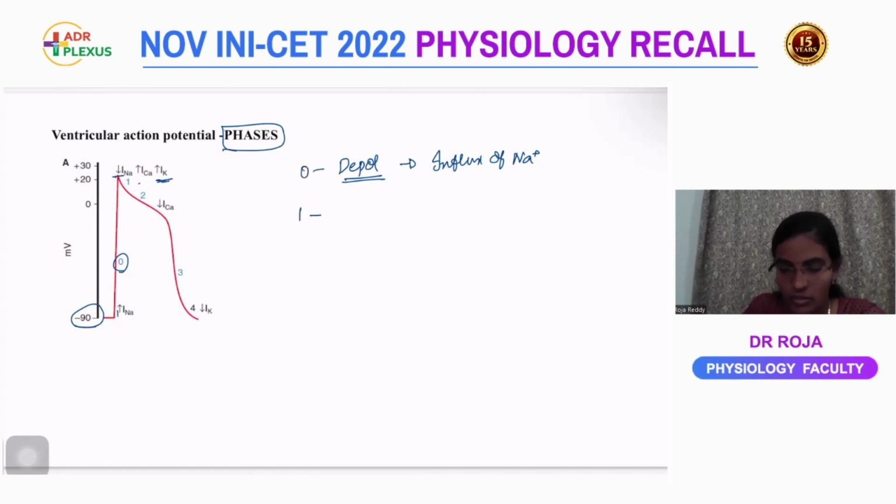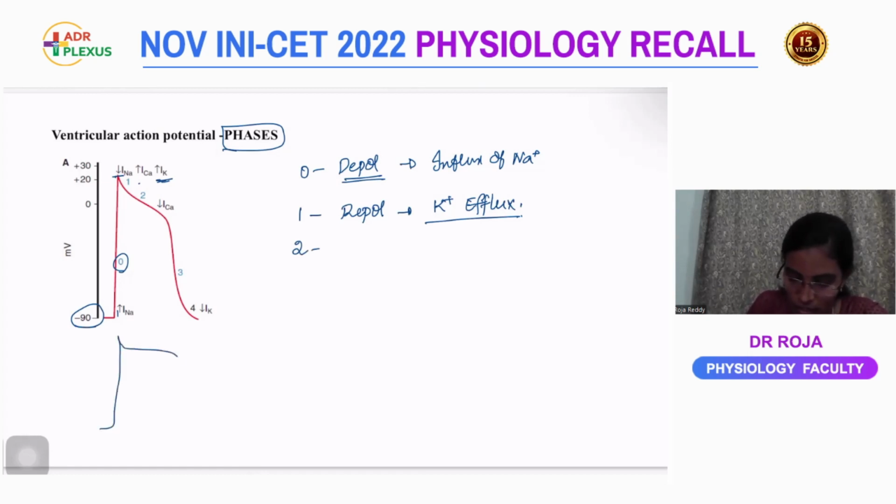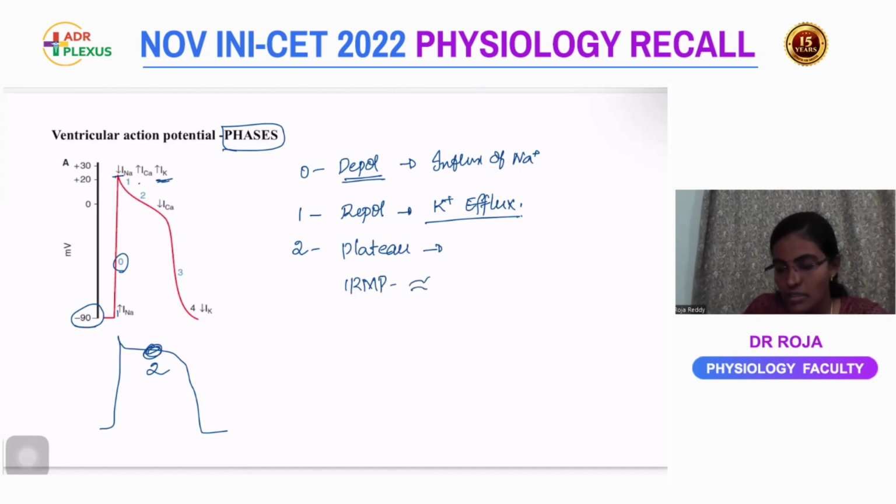Then we have phase 1, which is the initial repolarization phase, due to potassium. If the potassium channels are opened, the general tendency is potassium efflux, because there is more potassium in the intracellular fluid. Then, as you can see over here, it is something like this. This phase, phase 2, is the plateau phase. Plateau means the membrane potential is relatively stable.